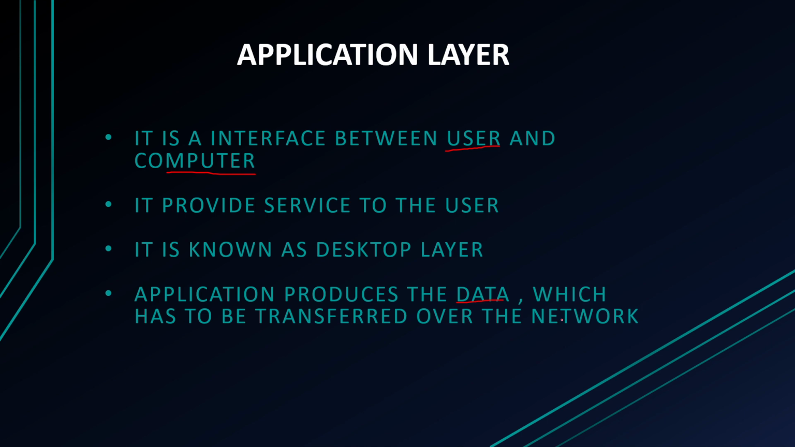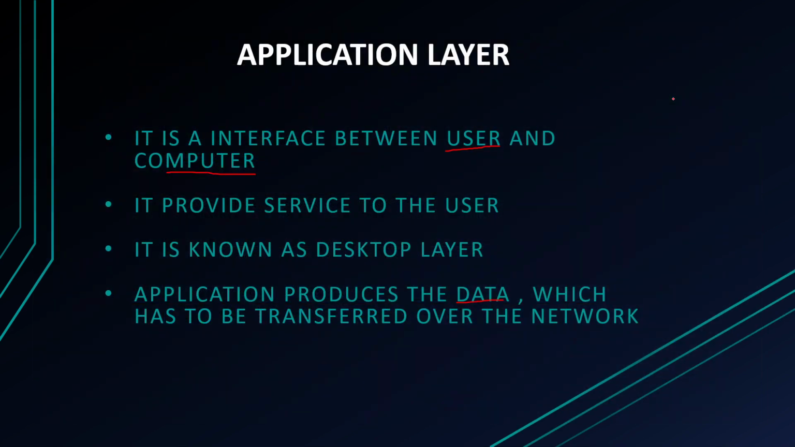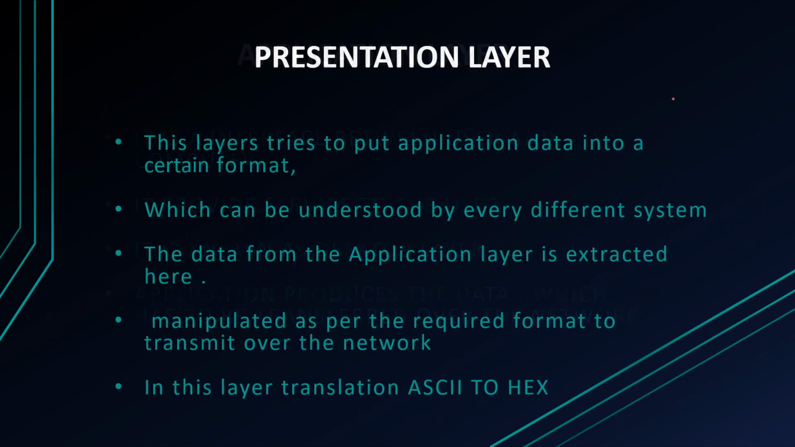So the device used is a computer, and examples of the application layer are Google Chrome, Firefox, and your WhatsApp also. The protocols used are HTTP, HTTPS, and Simple Mail Transfer Protocol. You can see these protocols are used, and the data is in data form. Understand now? We will move on to the next one.